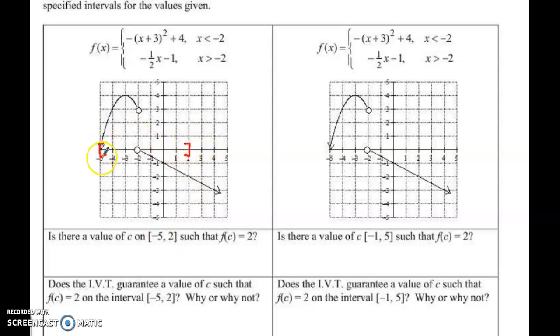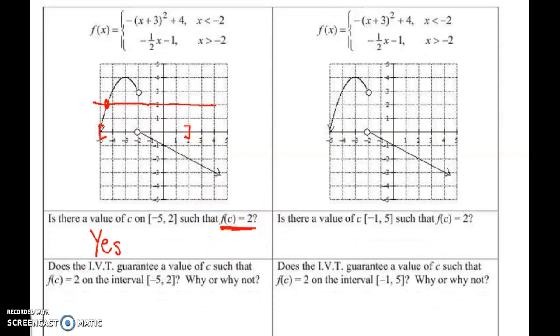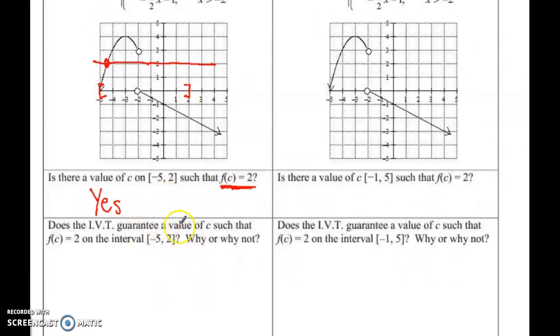Well, there is a value where f of c equals 2, because if you draw a horizontal line at y equals 2, there is a value right here. Yes, so c is about -4.4. I'm just estimating that f of -4.4 equals 2. But the intermediate value theorem does not guarantee this value.